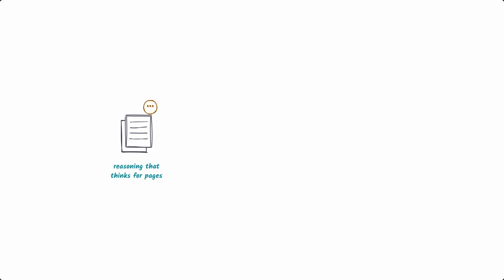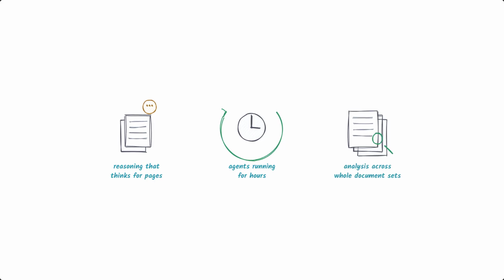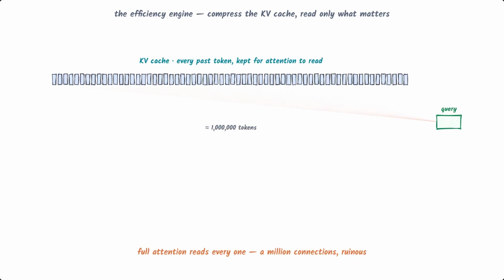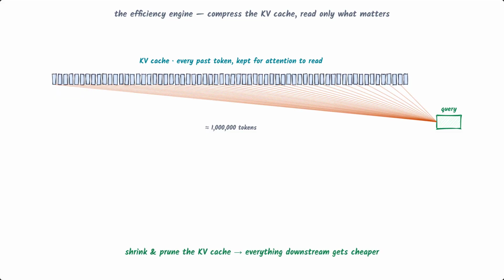But long context is exactly what the frontier now needs. Reasoning models that think for pages, agents running for hours, analysis across whole document sets. So the question is, how do you keep a million tokens in mind without paying a million tokens' worth of cost? DeepSeek-V4's answer is to stop treating all that memory as equally precious. The KV cache is where every past token is stored for attention to look at. So if you shrink and prune what's in there, everything downstream gets cheaper.